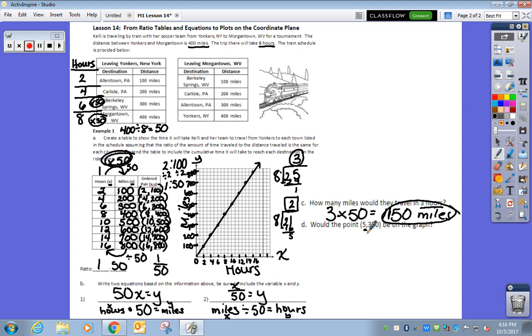So to be able to tell if a point is on a graph, we can see if the first number, or the 5, times 50 would give us the second number. If I do 5 times 50, 5 times 5 is 25, attach that extra 0, so I get 250. So since 5 times 50 does not equal the 350 here, this point would not be considered on the graph. The first number has to be multiplied by the same number that all of the other ordered pairs are being multiplied by in order to be on the graph. So we would say no, it would not be on the graph.